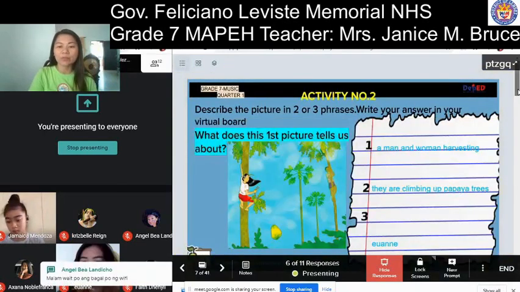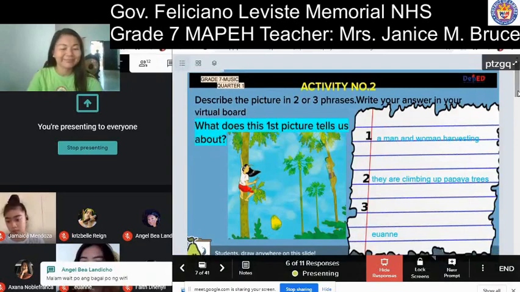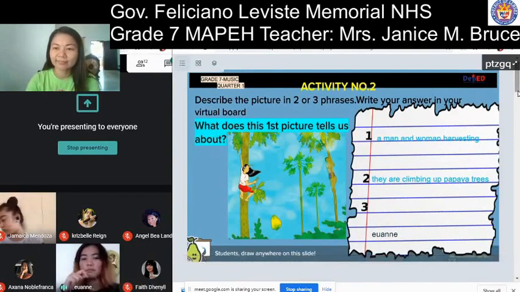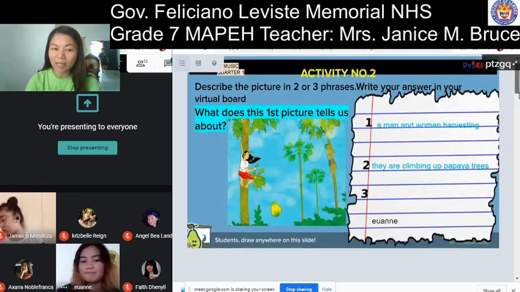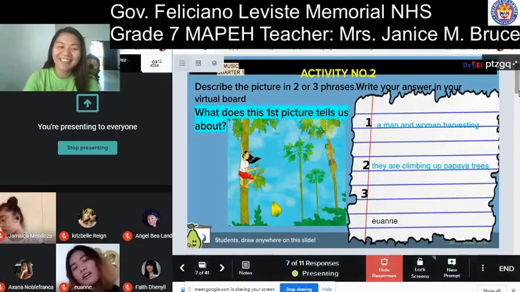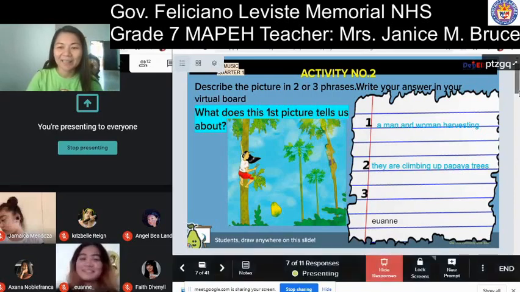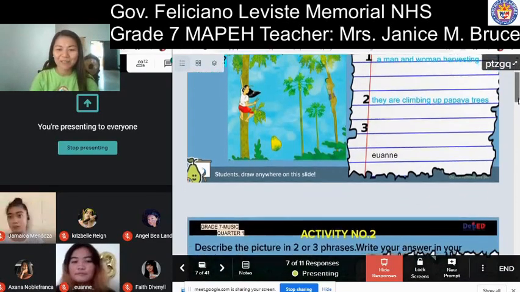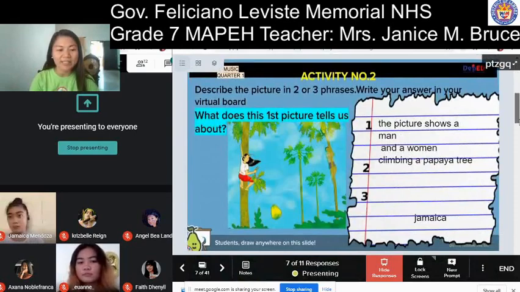Okay, read your answer. So we'll begin with you, Yuan. There is a man and a woman harvesting, and they are climbing up papaya trees. Okay, are you sure they're climbing up or climbing down? Okay, climbing. So whether they go up or they go down, it doesn't matter as long as they're in the papaya tree. Okay, that's fine. Thank you, Yuan. Jamaica, read your answer.